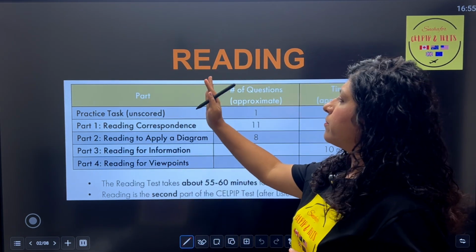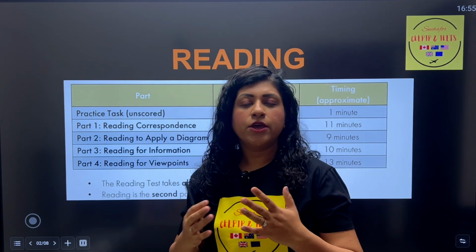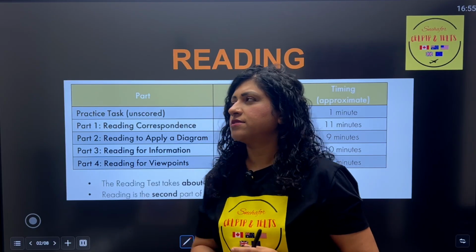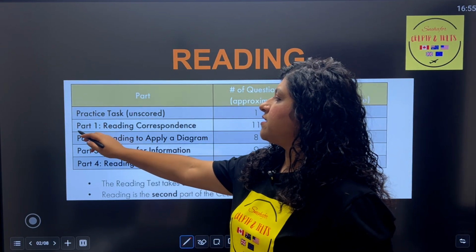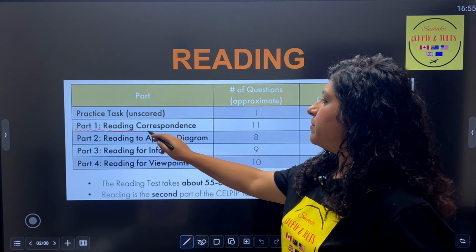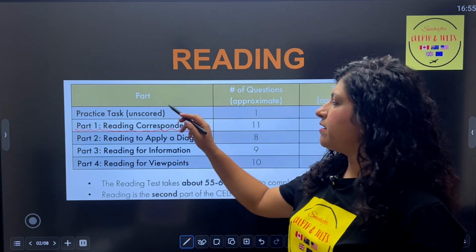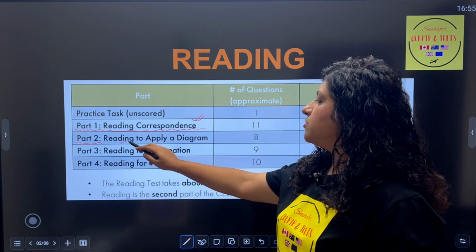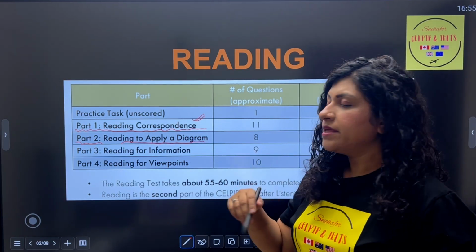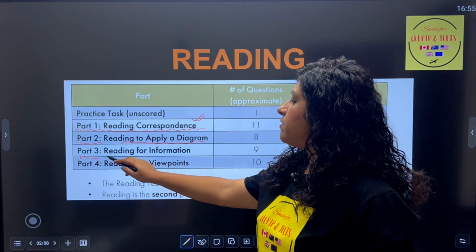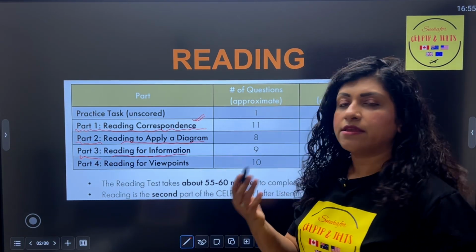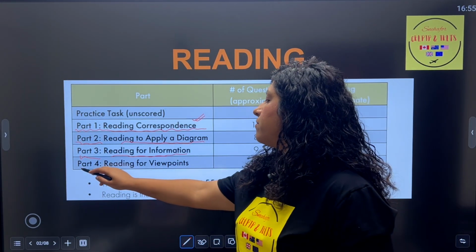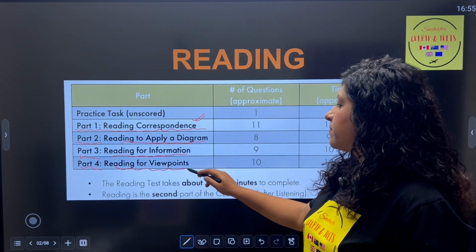So when I talk about reading module in CELPIP, you have 4 tasks in total. So there is task 1, reading correspondence. This one we're going to discuss today. Then there is part 2, reading to apply a diagram. Then there is part 3, reading for information. And then there is part 4, reading for viewpoints.